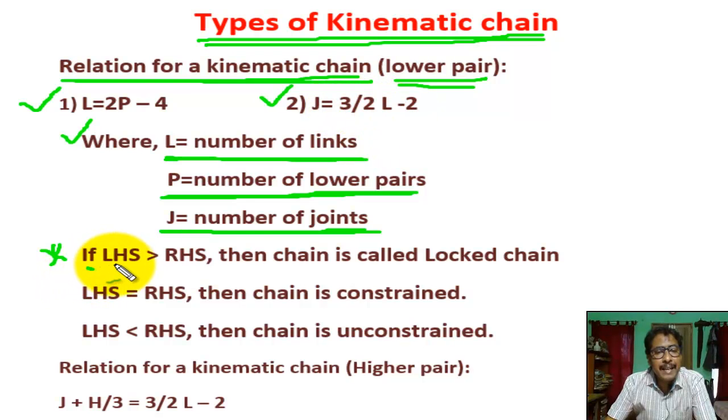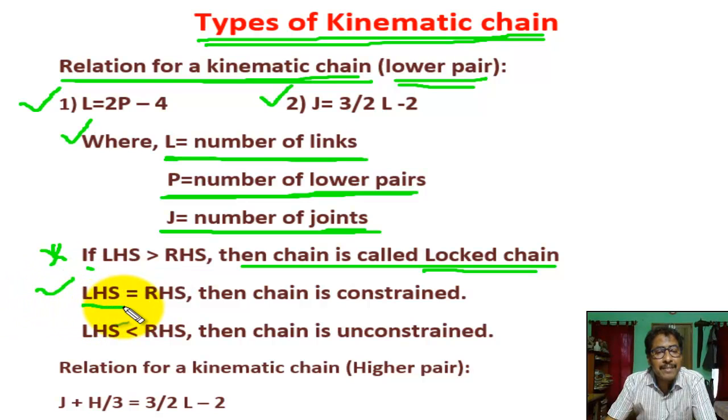If LHS, left hand side, is greater than RHS, right hand side, then the chain is called a locked chain. Locked chain means the links are connected in such a way that no motion is possible. It is not a mechanism.